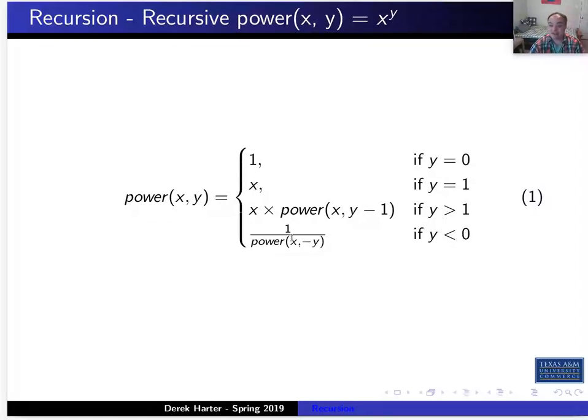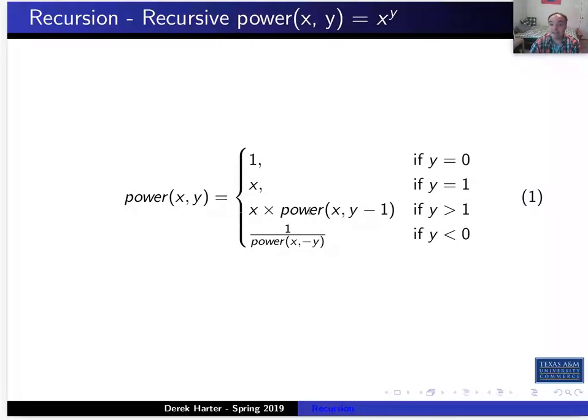So these are kind of our general cases. The real general case is this one. The base cases are, if y is 0, anything raised to the 0th power is just 1, by definition of how powers work. And anything raised to the first power is just itself. So 3 raised to the power of 1 is 3, right?